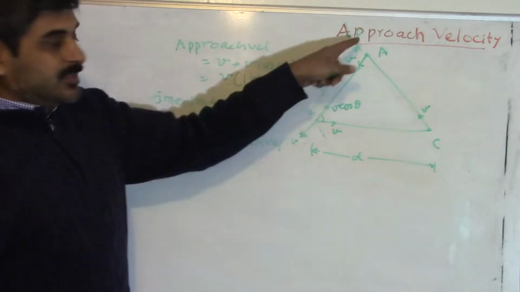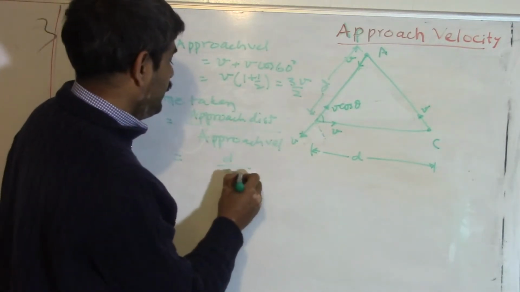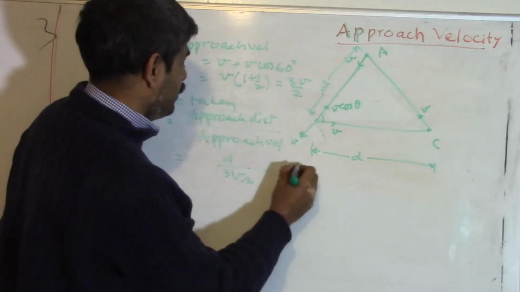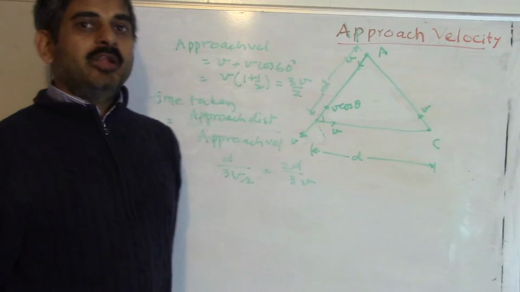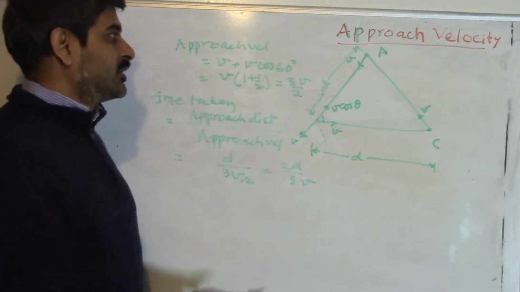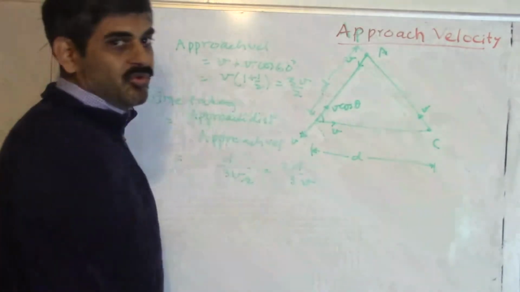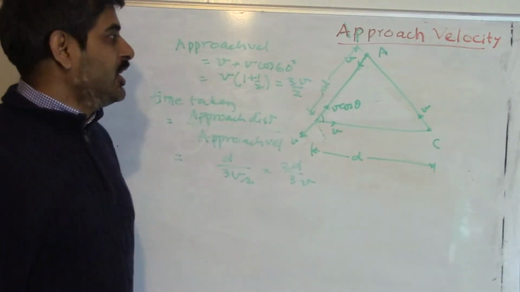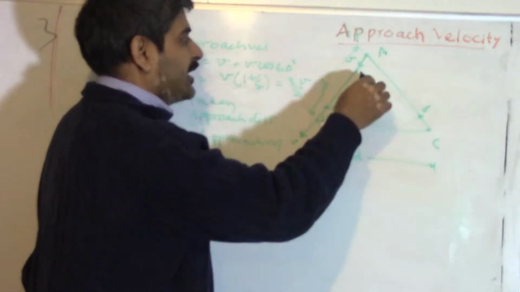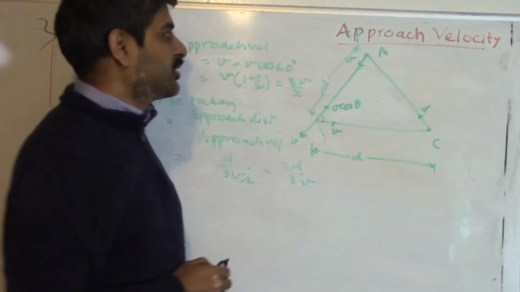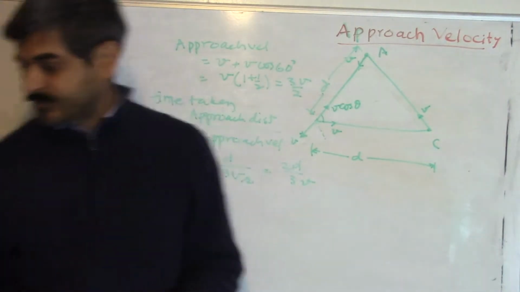The approach distance is d and approach velocity is 3v by 2, so the answer is 2d by 3v. The one thing you need to make sure is that we are able to solve this problem because there was a symmetry in the problem, a certain kind of symmetry which ensured that the particles are able to converge at some point of time. In all approach velocity problems, you will be doing like this.